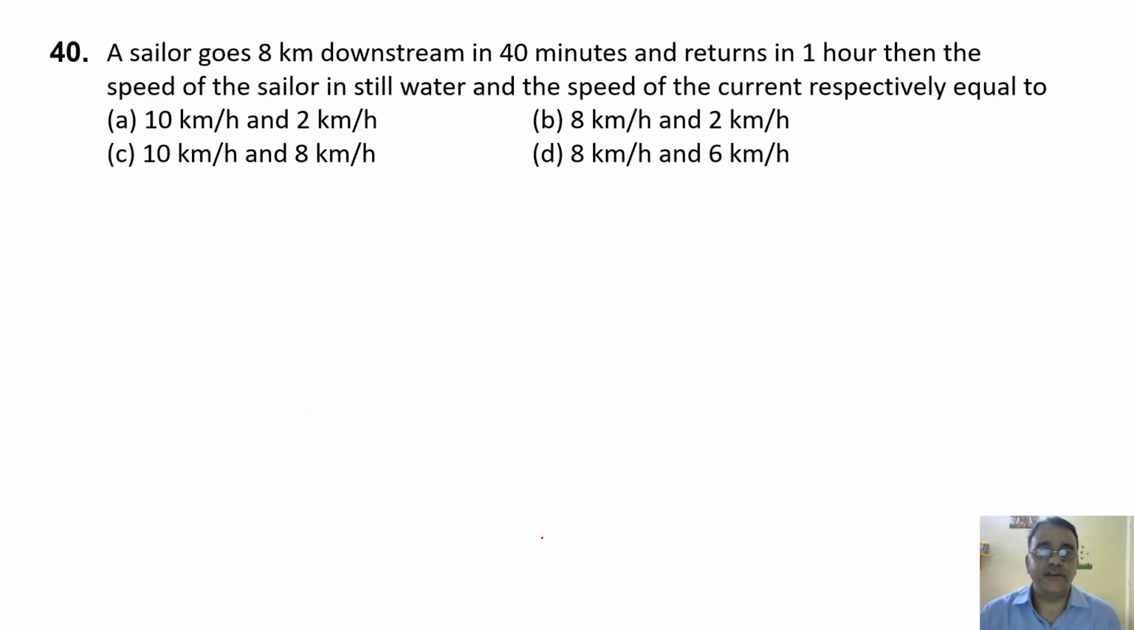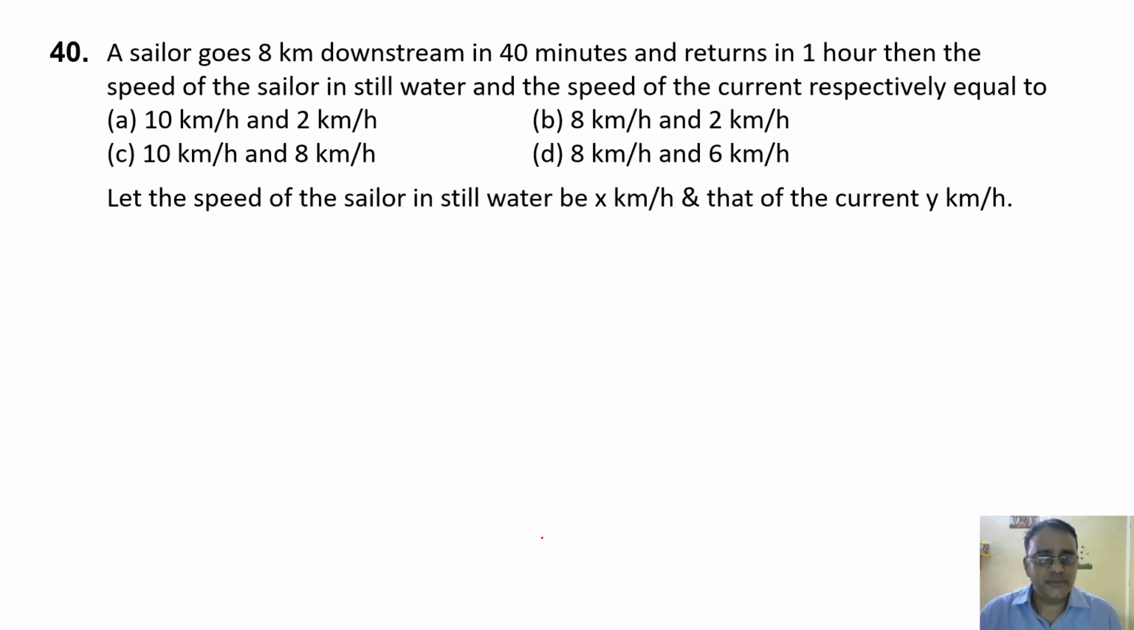Now 40th, the last question of today's session. A sailor goes 8 kilometer downstream in 40 minutes and returns in 1 hour. Then the speed of the sailor in still water and the speed of the current respectively equal to. Right. So let the speed of the sailor in still water be x and the speed of the current be y.